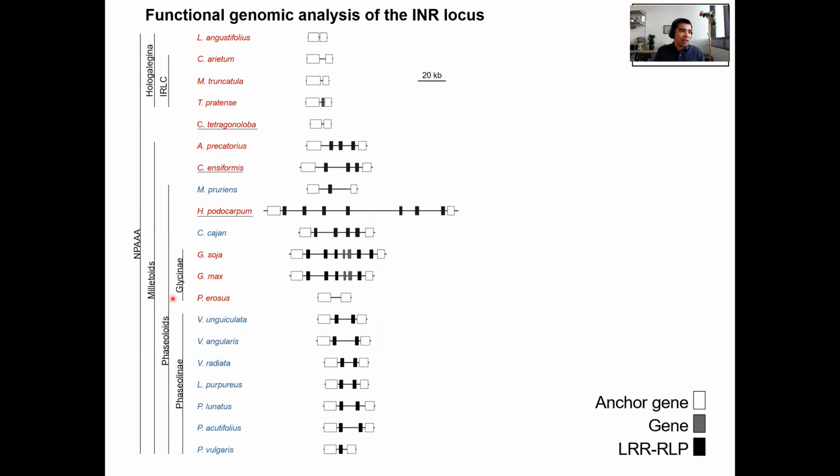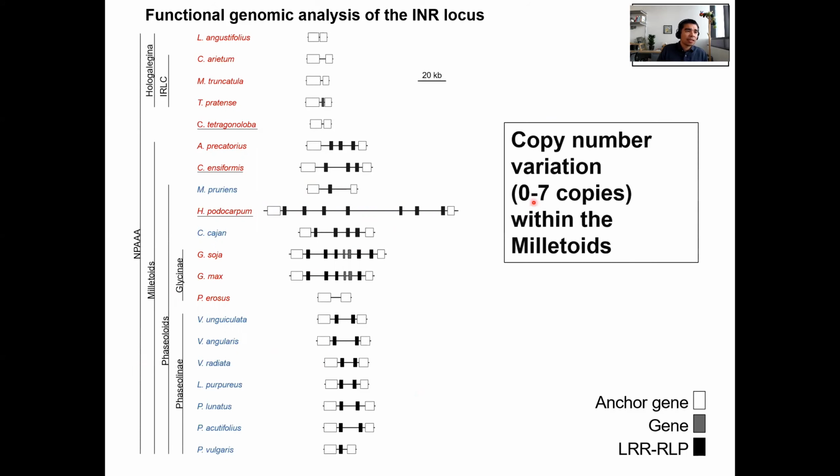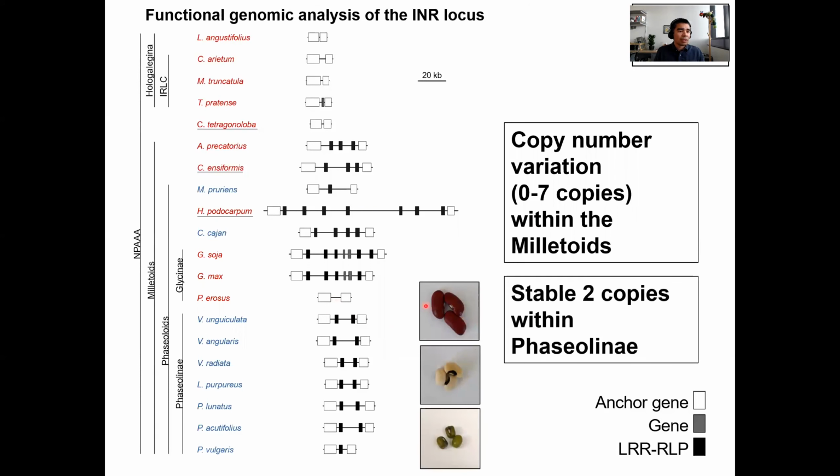And then once we move into the phaseoloid legumes, which includes Inceptin-responsive species in blue, we start to see a large degree of copy number variation, anywhere from 0 to 7 copies, depending on the species. And notably, there's stability with only 2 copies within the Phaseolinae, a 13-million-year-old clade of legumes, which includes common bean, cowpea, and mung bean, where there does not seem to be any significant copy number variation. The locus seems to have stabilized within the Phaseolinae.